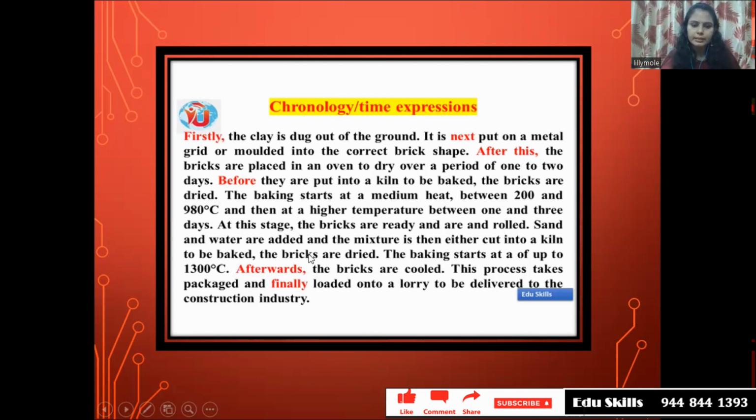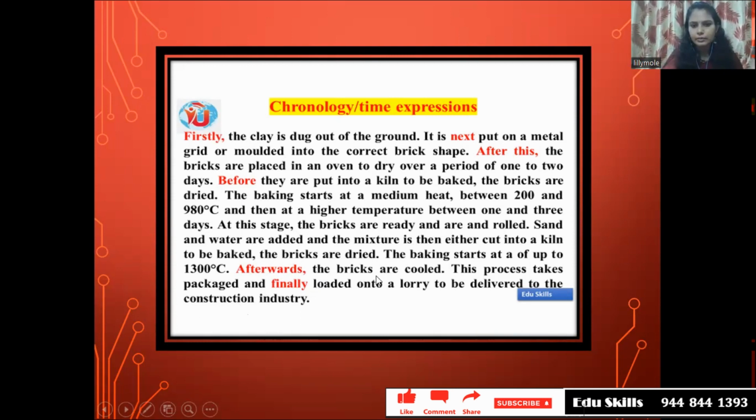Then the next thing is afterwards. Afterwards means it is going to be finalized. When the bricks are fired, the process takes place, and finally, the last thing, they are loaded into the lorry to be delivered to the construction industry. So these words are very important, especially in the listening part C and the reading part C.